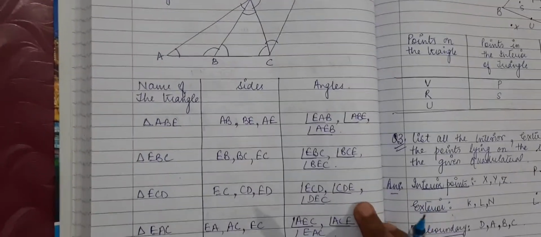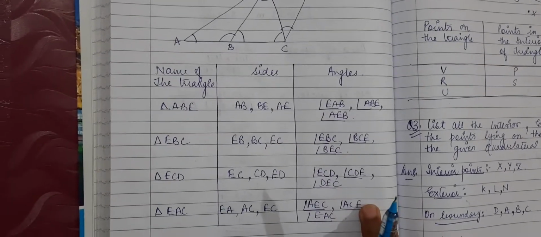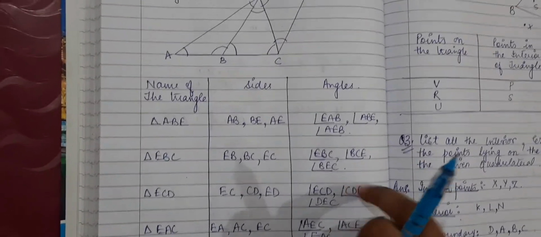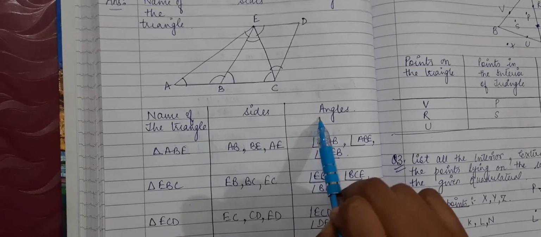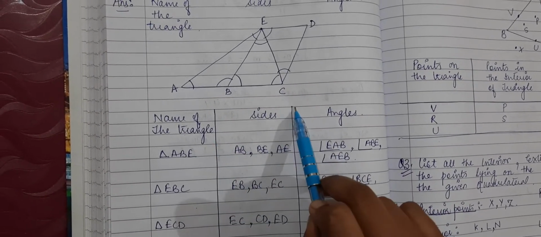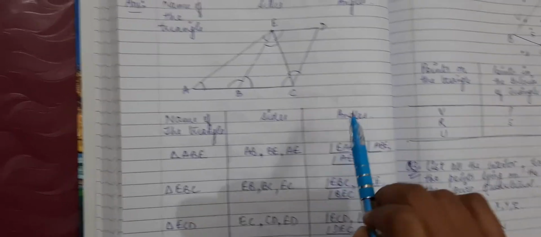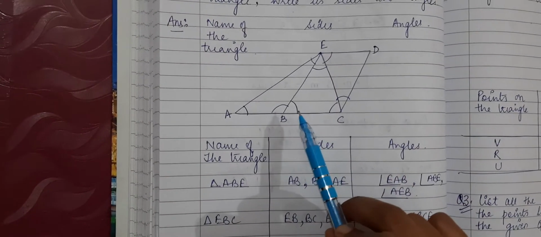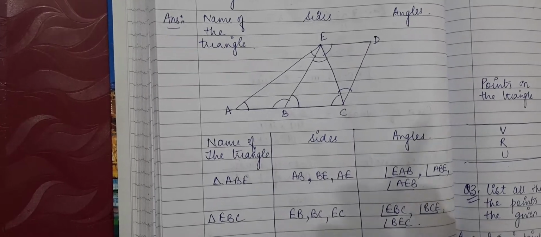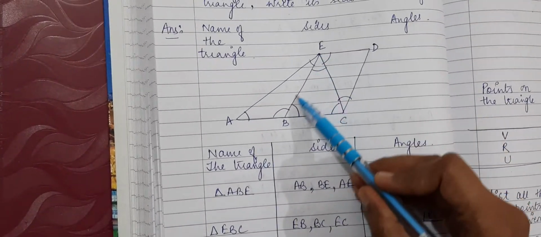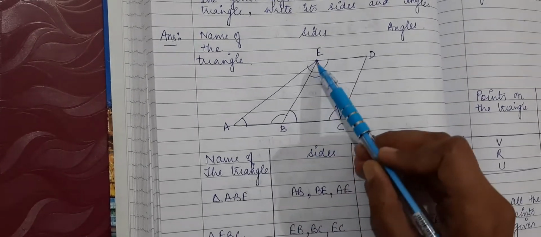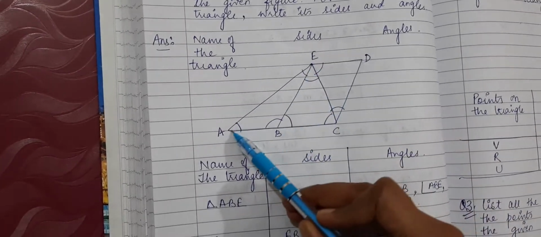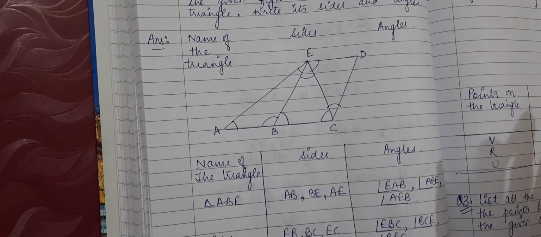Now what you are going to do here is, you are going to make a table like this. When you make this table, you will see three columns are there. The first is the name of the triangle, the second is sides, and the third is angles. In this figure, firstly you are going to name the triangle. So this is the triangle ABE, or you can name it AEB, or ABE, or EAB. Any triangle name you can give.